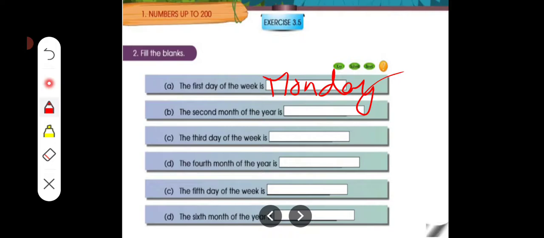The third day of the week is blank. Count. First day is Monday. Second day is, yes, tell me. Tuesday. Yes, very good. The third day is Wednesday. Yes, children, very good. The fourth month of the year is, which one is the fourth month? Come on, tell me. First month is January, second is February, March, then it is April. The fourth month of the year is April.